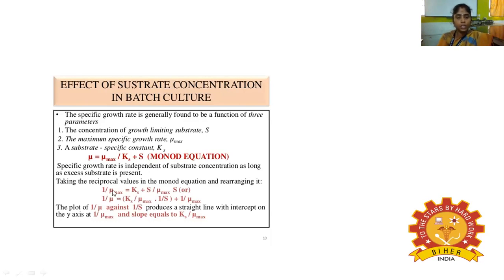Here we are going to take the reciprocal of this equation to make a linear form, y is equal to mx plus c. When we derive the equation, we have 1 by nu as y, and on the x-axis we plot 1 by S. When we plot a graph, it gives a straight line with an intercept on the y-axis of 1 by nu max, and the slope value gives Ks by nu max.